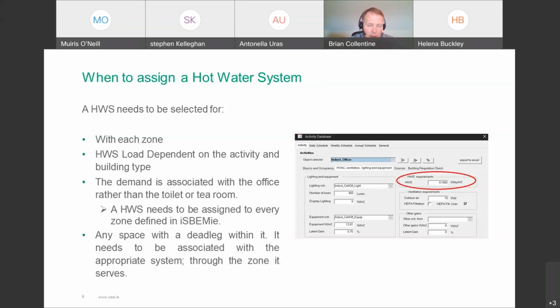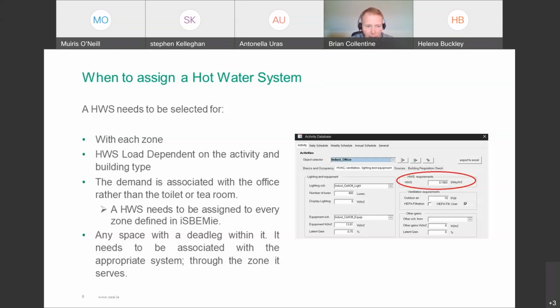It's dependent on the activity and the building type. It's not dependent on the number of toilets or anything like that. It's solely based on the occupancy. In fact, myself and Aidan were talking about this the other day, and we believe, don't quote us on this, but the toilet, for example, is taken in ISBM as 0 liters per day per meter squared. So the point being, it's dependent on the activity only and the number of occupants in that facility.